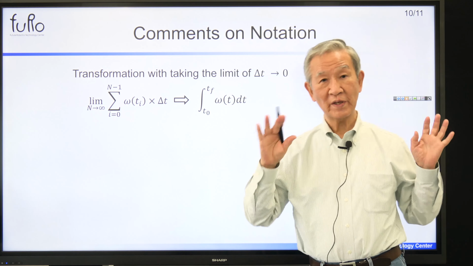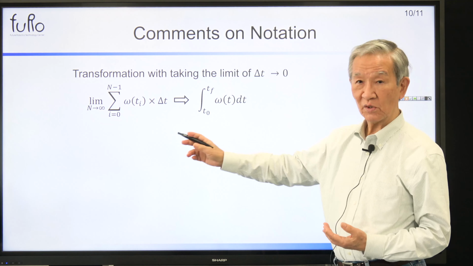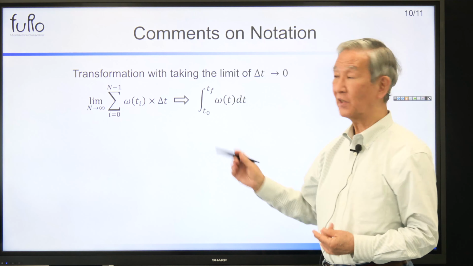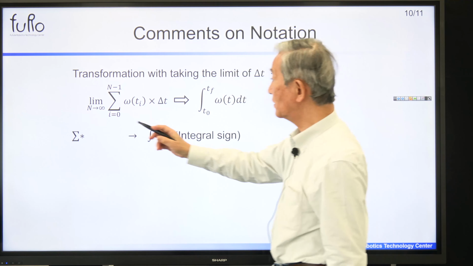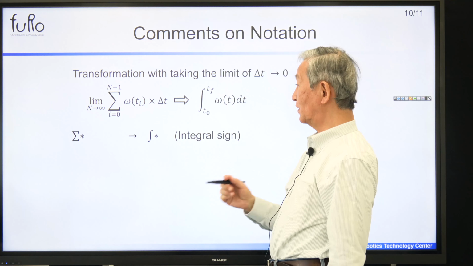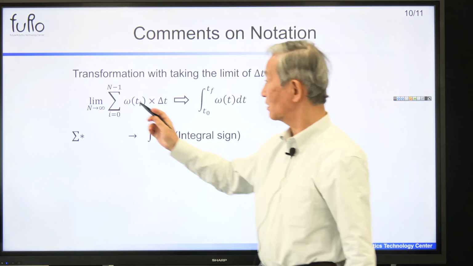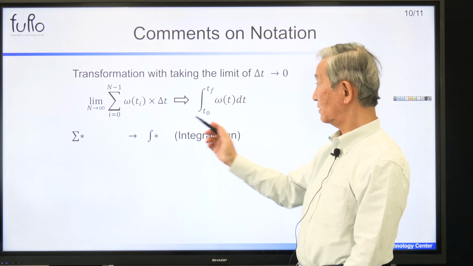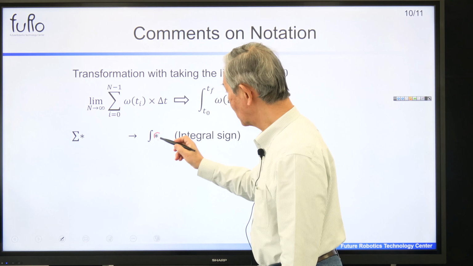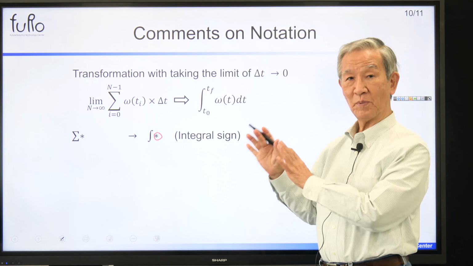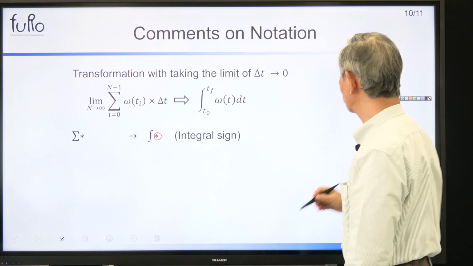Okay. So before going into more solid examples and so forth, I'd like to just comment on this notation here. We have changed this limit summation to this sign here. So this summation sign has been changed to this, where star means that's a placeholder. So you put something there, all right?